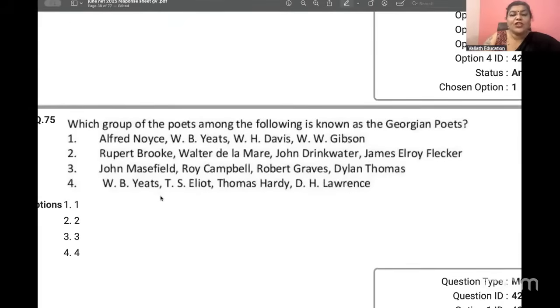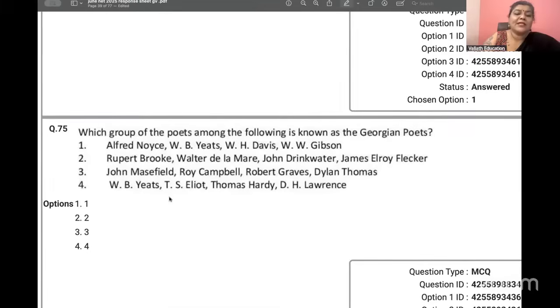Then, this is also easy. Georgian poets, a BA level question. Who are the Georgian poets? Everybody knows W.B. Yeats is not Georgian. Dylan Thomas is not Georgian. W.B. Yeats and T.S. Eliot are not Georgian. So 3 must be the answer. Sorry, 2 must be the answer. 3 has Dylan Thomas. 2 must be the answer. W.B. Yeats is not. Dylan Thomas is not. Again, W.B. Yeats is there. Definitely not. T.S. Eliot not.